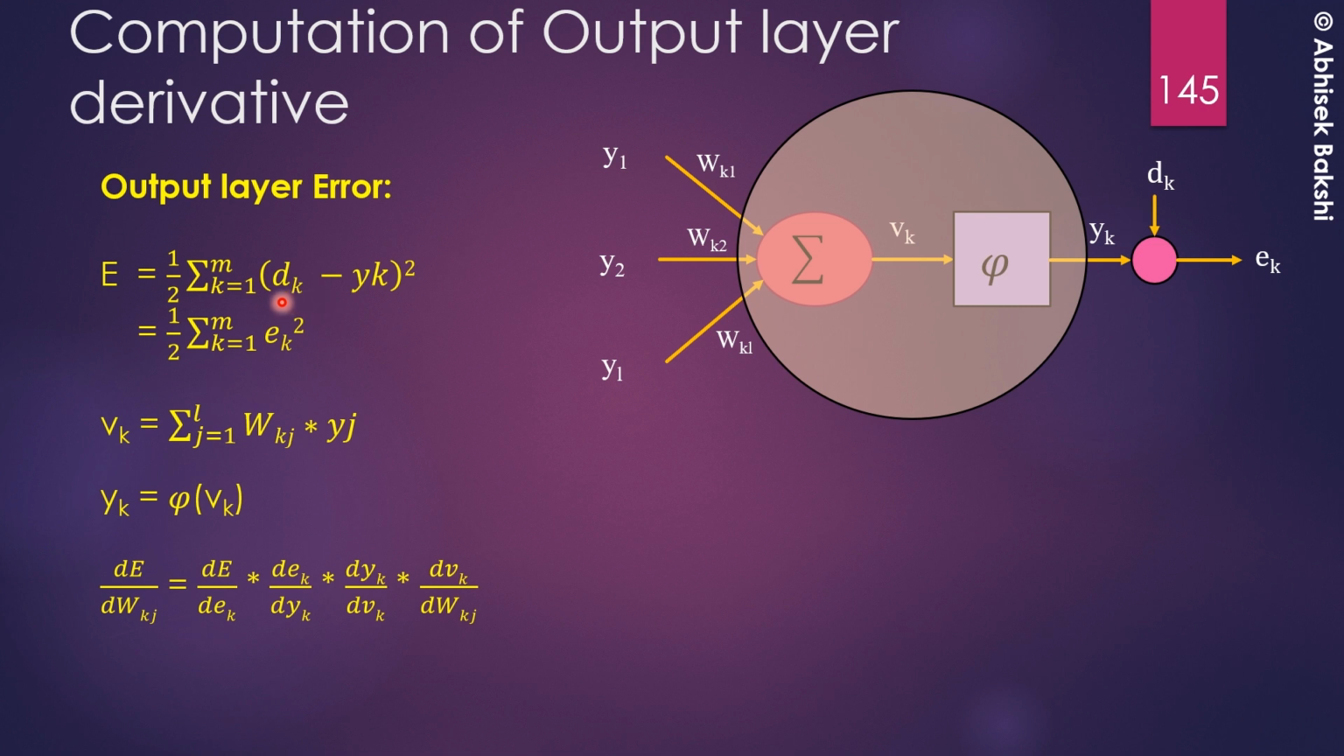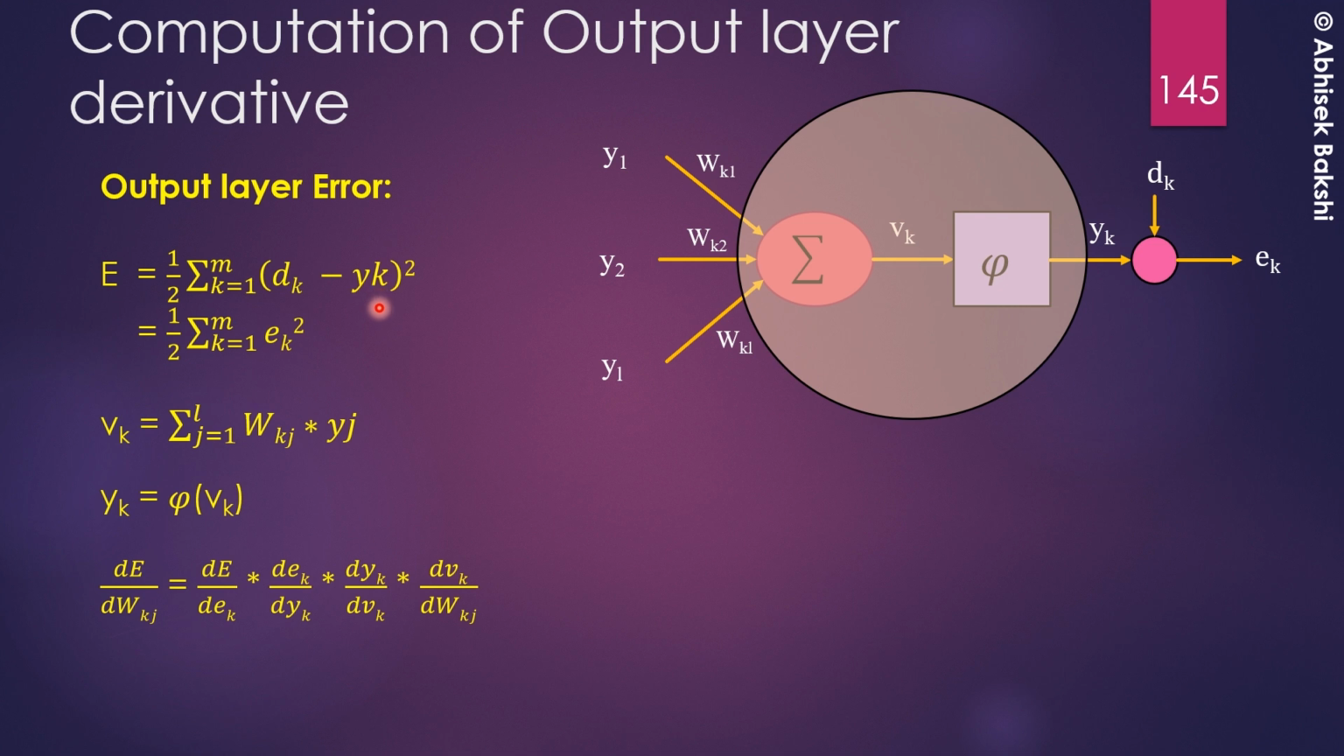Now the question is that you may ask me why it is half. It is actually considered just for an easy calculation of the derivative. You see, in this error I have considered desired minus y whole square. Why is it whole square? Because whatever is the desired and whatever is the actual output, dk minus yk can be negative, also can be positive, right? Sometimes, depending upon what is my desired and what I get as an output.